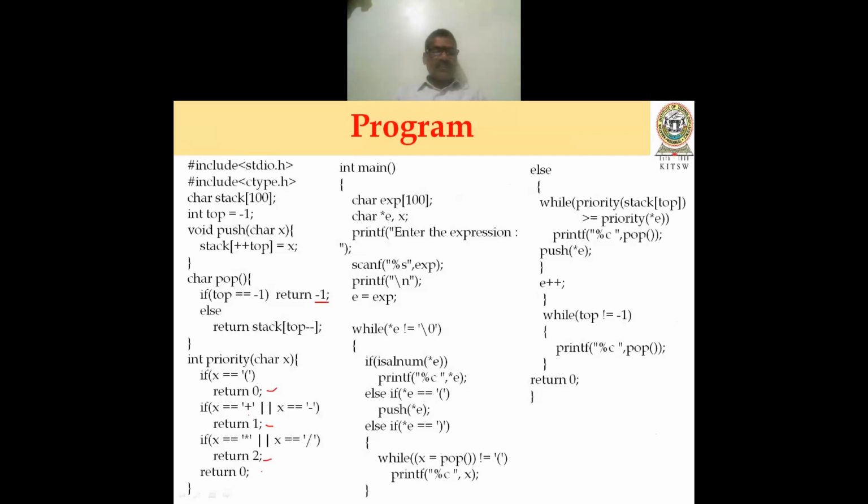Otherwise, we are returning it as 0 again. Fine. So this is what the priorities we are fixing. And in the main function, we are reading that expression, exp of 100 character array. So char *e, x, enter the expression here, scanf %s exp. So printf \n is equal to exp.